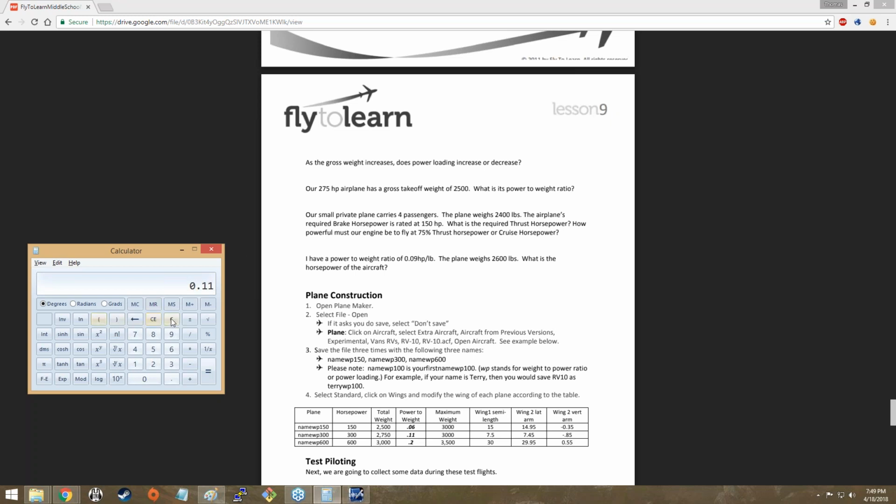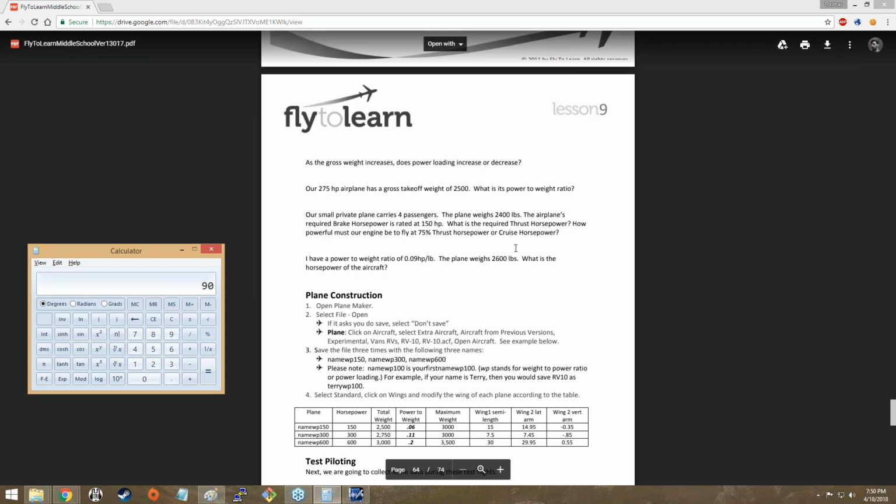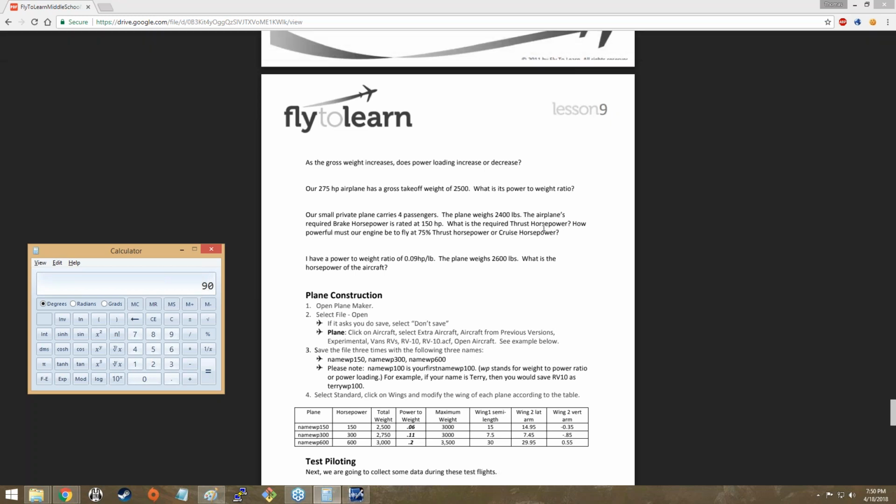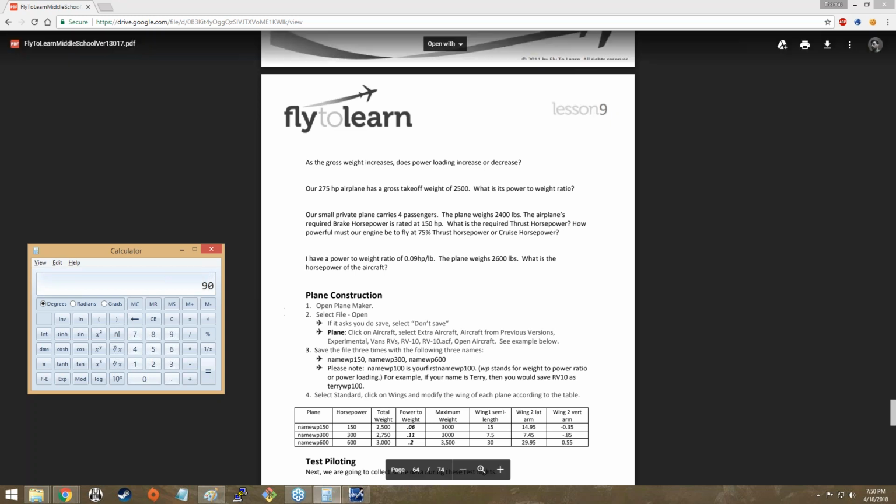So remember that about 20% of our brake horsepower is lost in translation to thrust horsepower. So if we multiply 150 times 0.8, we get our thrust horsepower, which is 120. Now, cruise horsepower is 75% of thrust horsepower. It means we're just multiplying this by 0.75 again, which gives us 90. Our cruise horsepower is 90. That's pretty straightforward, right?